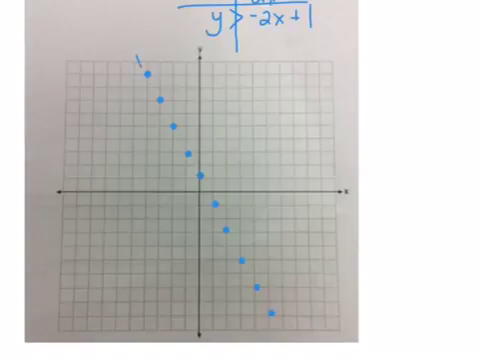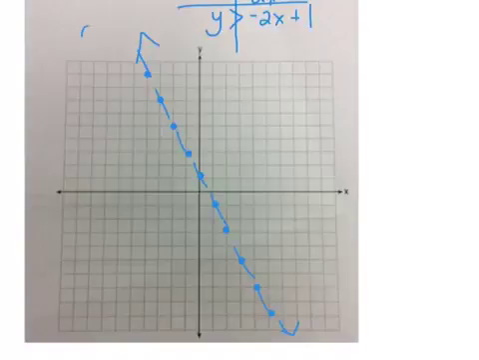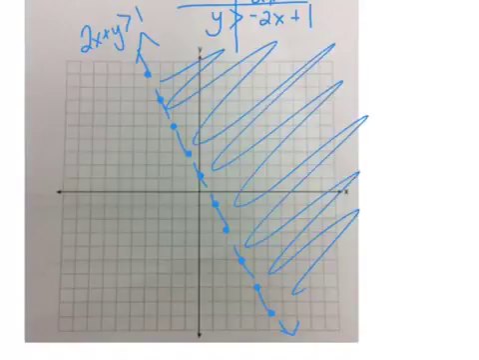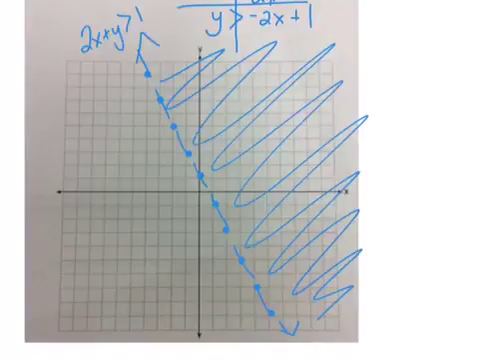Because we have a greater than symbol, our line should be dotted. I am doing this freehand on the iPad, so my line's going to be a little crooked. Your line on your paper needs to be straight. Make sure you draw arrows and put a label on your line. Because it's a greater than symbol, we are going to shade above the line. Make sure your graph matches the one on the board.